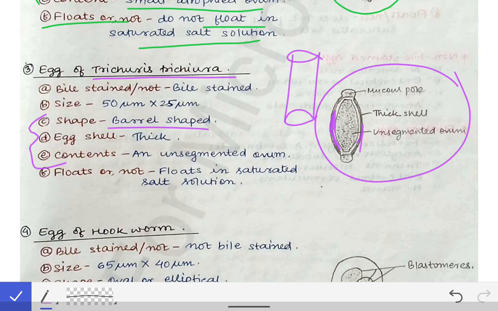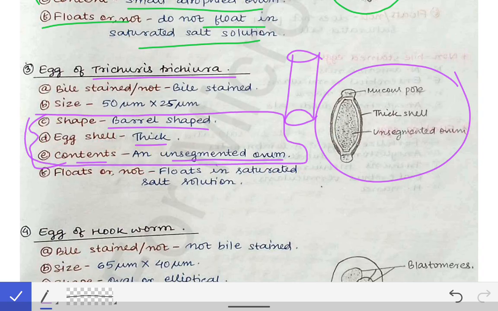So the egg cell is thick, and the content is an unsegmented ovum. This whole thing is the unsegmented ovum. These three things are completed from the diagram.